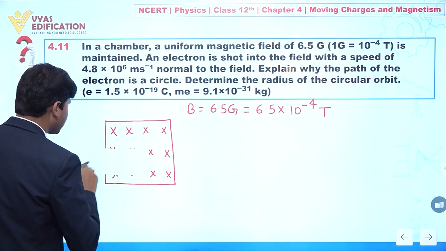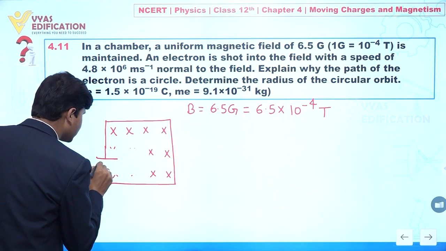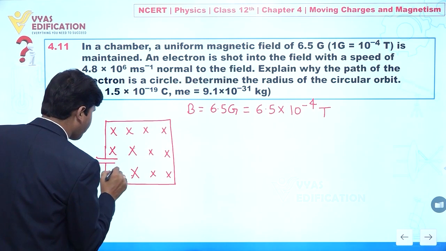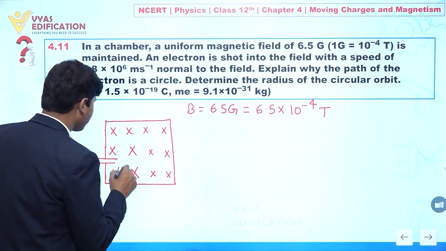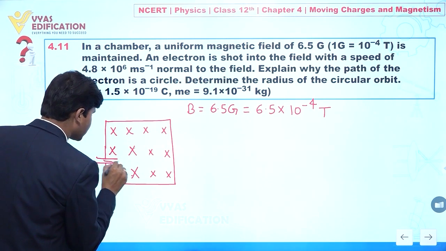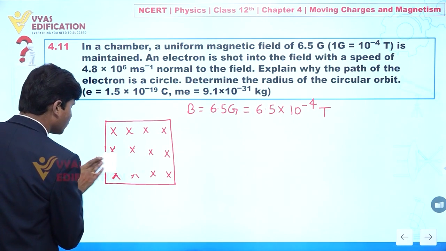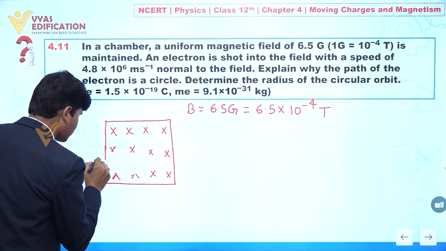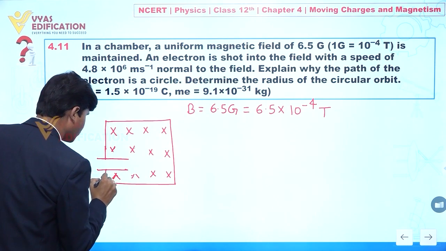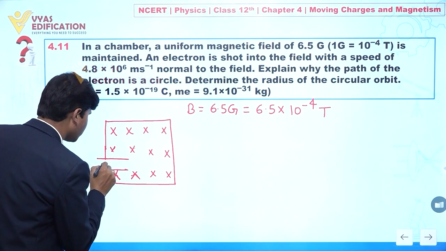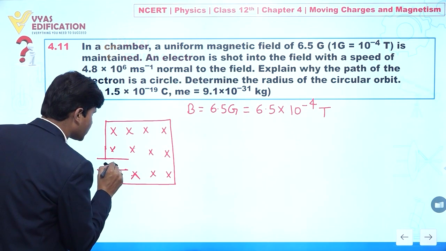So let's suppose this is just a path. Here we have a uniform magnetic field. Now let's suppose the electron is entering from this side. So this is the side for the electron. Let's suppose I am assuming the electron is actually entering from this side.